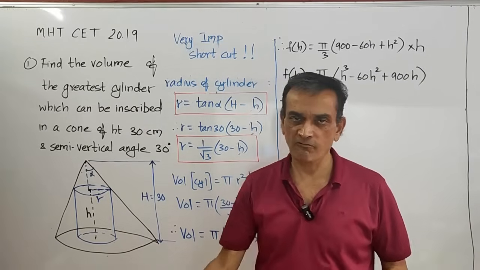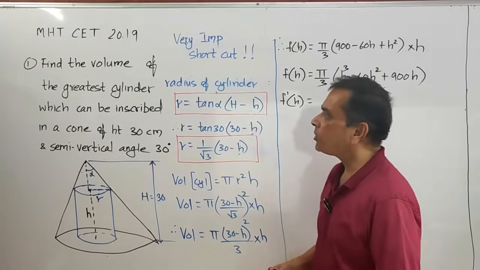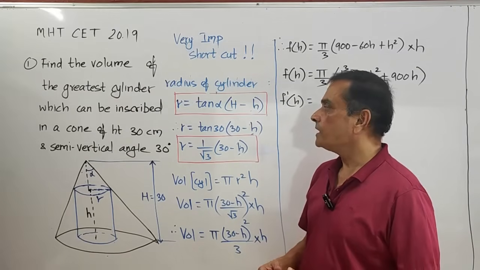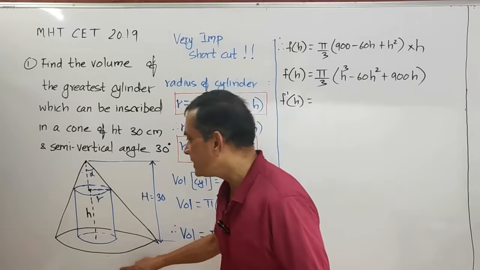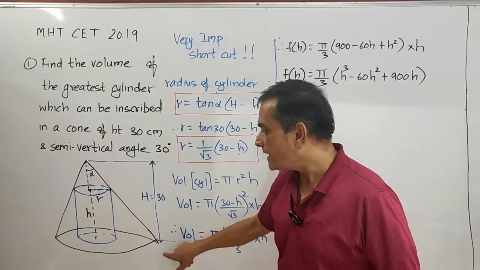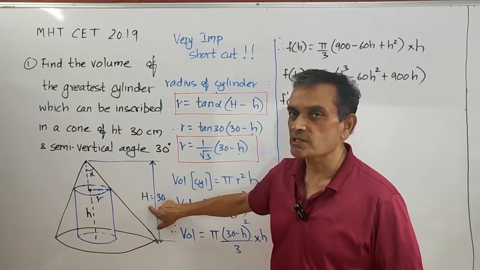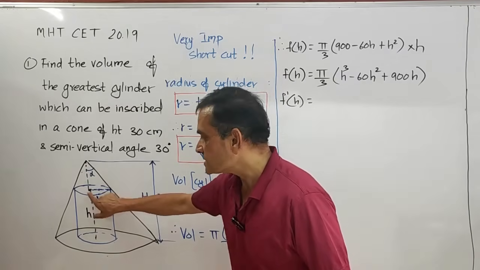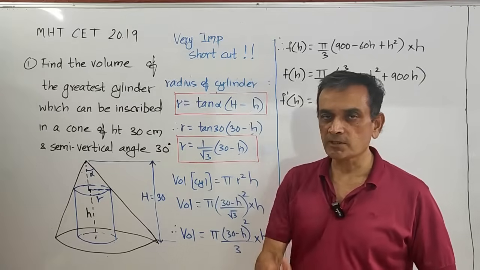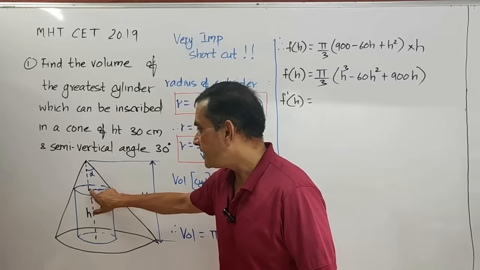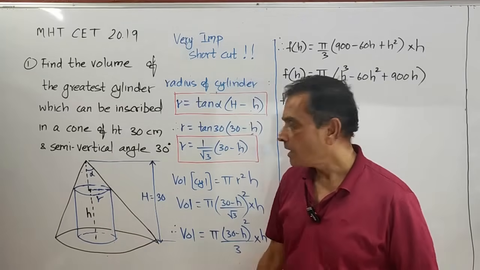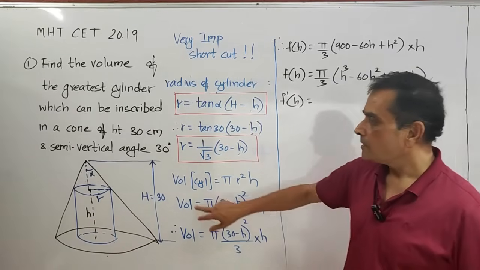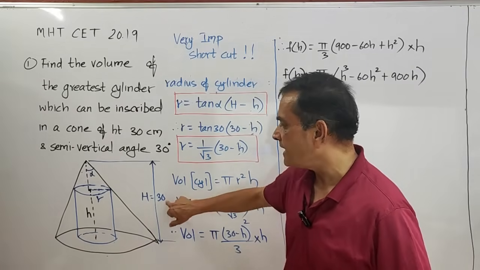Find the volume of the greatest cylinder which can be inscribed in a cone of height 30 centimeters. Total height of the cone is taken as capital H. Just remember the symbol. Height of the cone, capital H. Height of the cylinder, small h, because it is a smaller cylinder. Radius of the cylinder, R. I have not taken anything about radius of the cone, not required. So total height of the cone is 30.